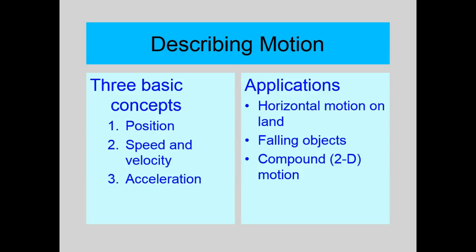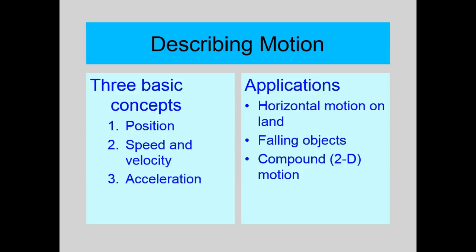Now, some of the applications of this in describing motion, this isn't the applications at the end of the chapter, this is in the first part. We will do horizontal motion. It says on land, wherever you are, you can do it in a room, whatever. Horizontal motion, and then we'll do falling objects, which is vertical motion, and then we'll do compound motion, which is two-dimensional motion. We're not going to get into three-dimensional motion. Those really get a little complicated. We'll stick to two-dimensional motion, which most of our motion really winds up being anyway.